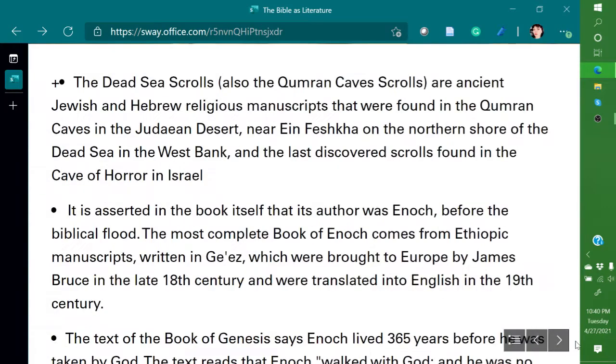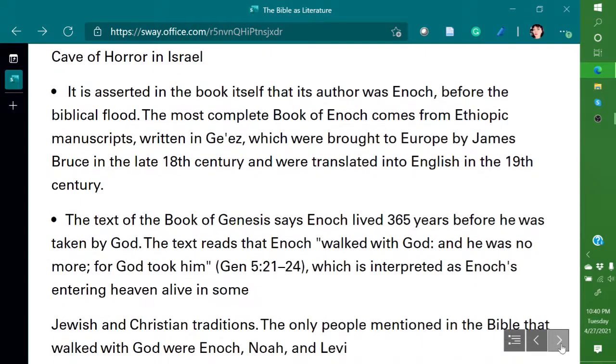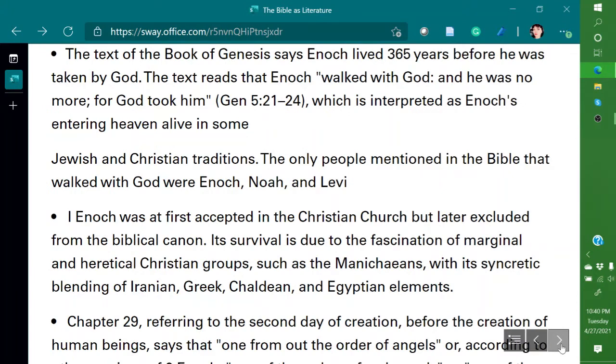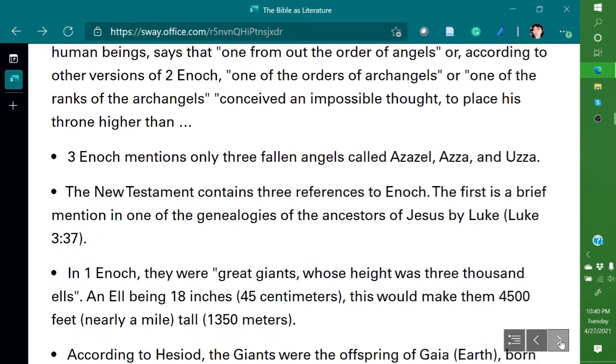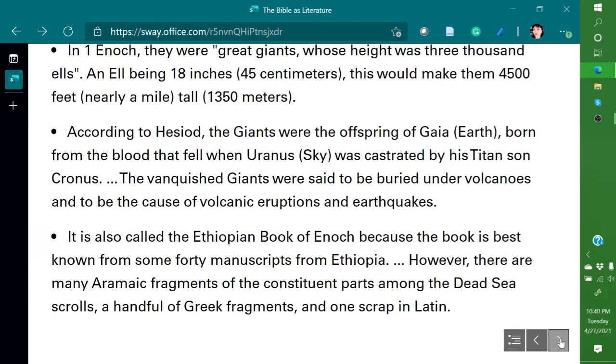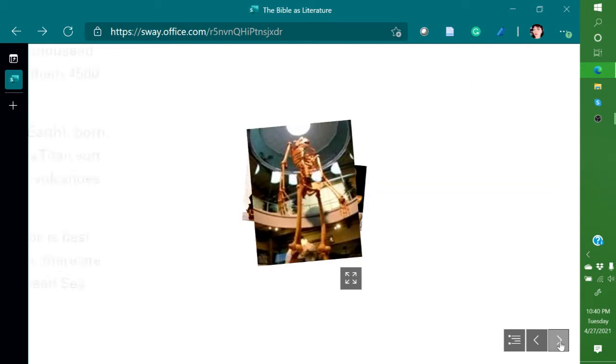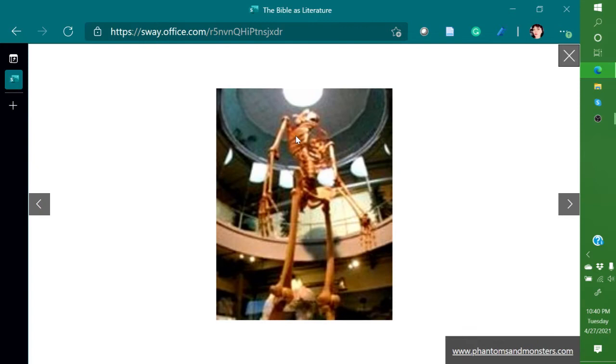So now we are going past Enoch. He's also really old, from the book of Genesis, like 365 years. So it's old, and these scribes they found were very old, and they were just fragments. So these right here, I'm gonna show you. This right here is a giant skeleton.